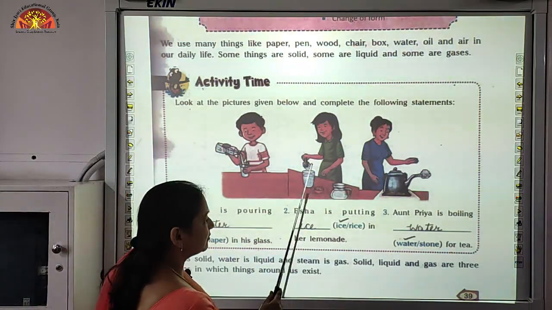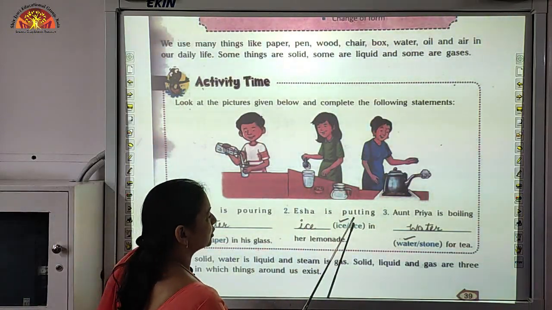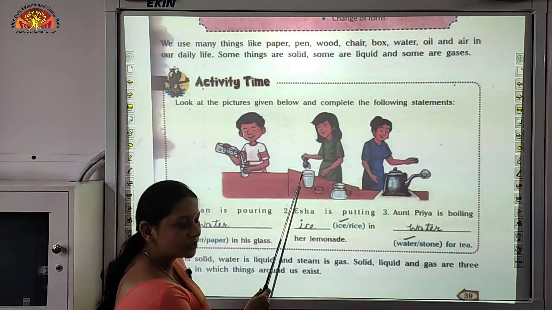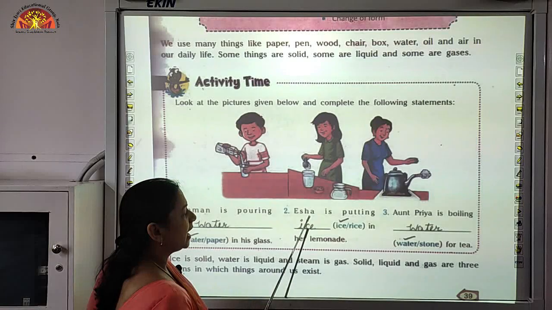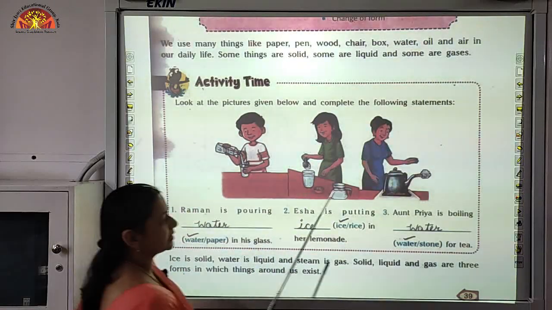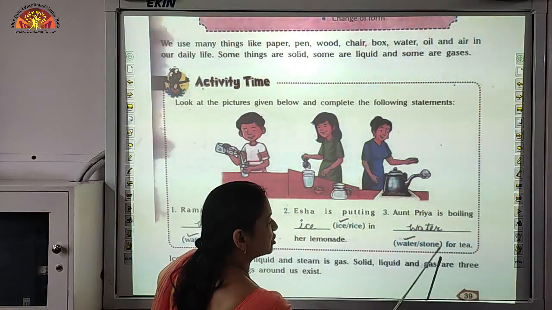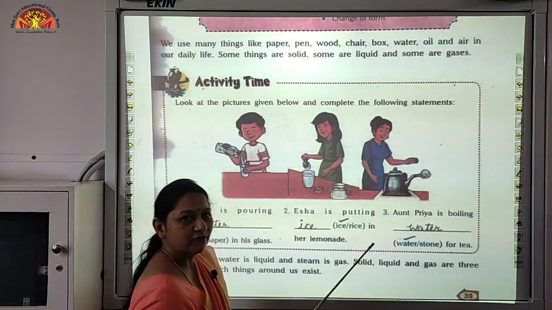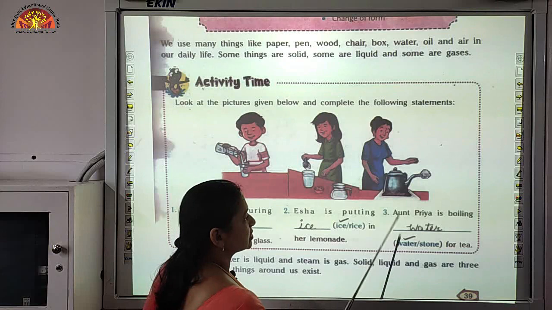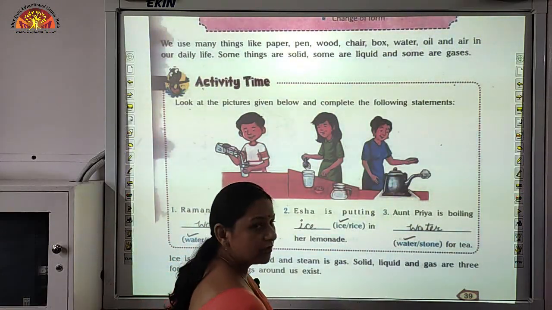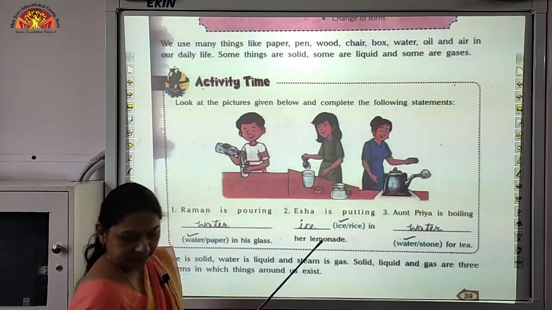Now look at the second picture here. Isha is putting dash in her lemonade. What is in the hands of Isha? Isha is putting ice in the lemonade. And the third one, Aunt Priya is boiling dash for tea. For tea we need to boil water. So she is boiling water for tea.